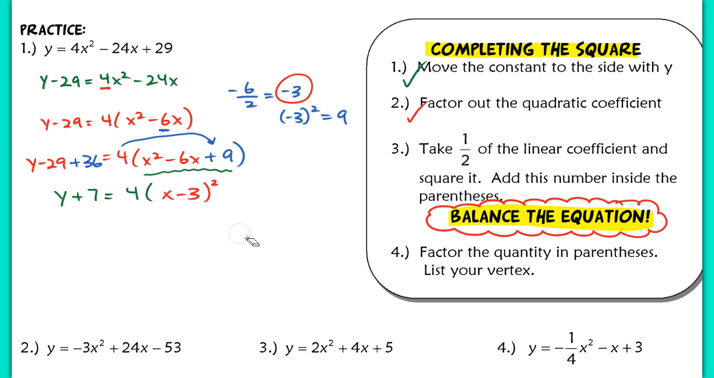So now I have this in vertex form. That was my goal. And I'm always going to list the vertex, and that vertex is going to be 3, -7. So it's the opposite of this and the opposite of that. Okay, so I have this step taken care of as well.